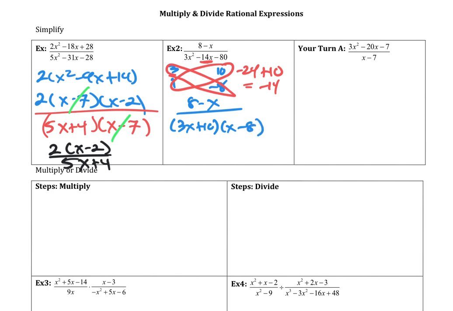Now in this expression, I notice that I have exact opposites. I have 8 minus x, and I have x minus 8. When I divide opposites like this, or cross-cancel opposites, they don't completely go away. What I'm left with is actually a negative 1 in their place. So for my final answer, I have negative 1 divided by 3x plus 10.